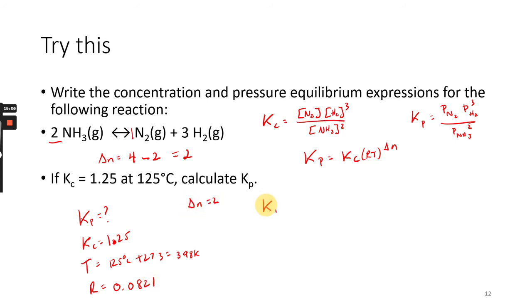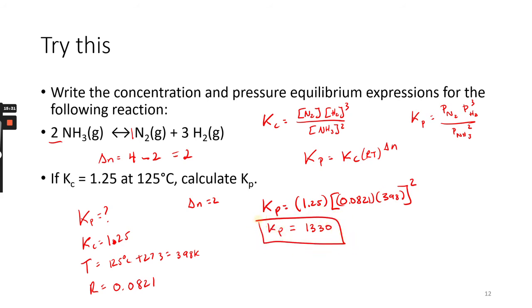So now let's plug everything in. Times our temperature. All of that will be squared. And when you punch all of that into your calculator, you end up with Kp is 1,330. So that is how you convert from Kc to Kp. Notice they are not the same.